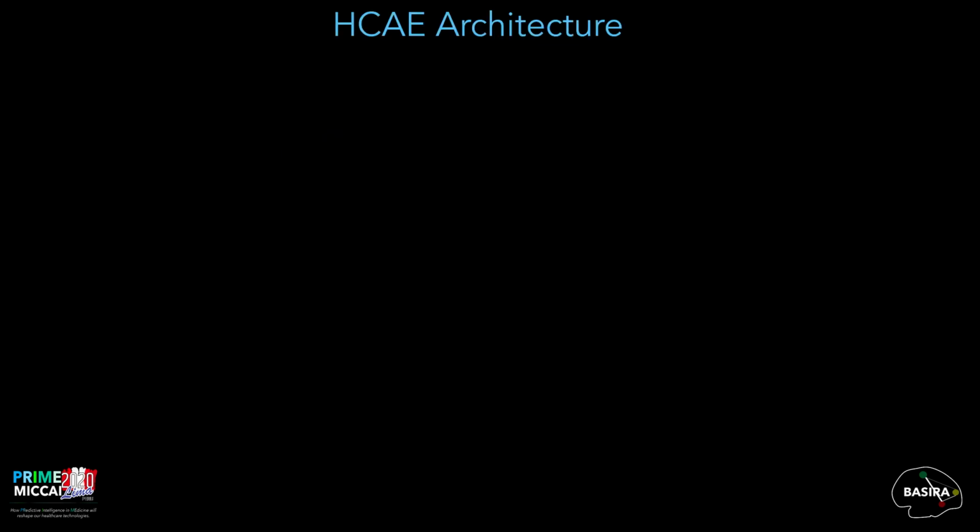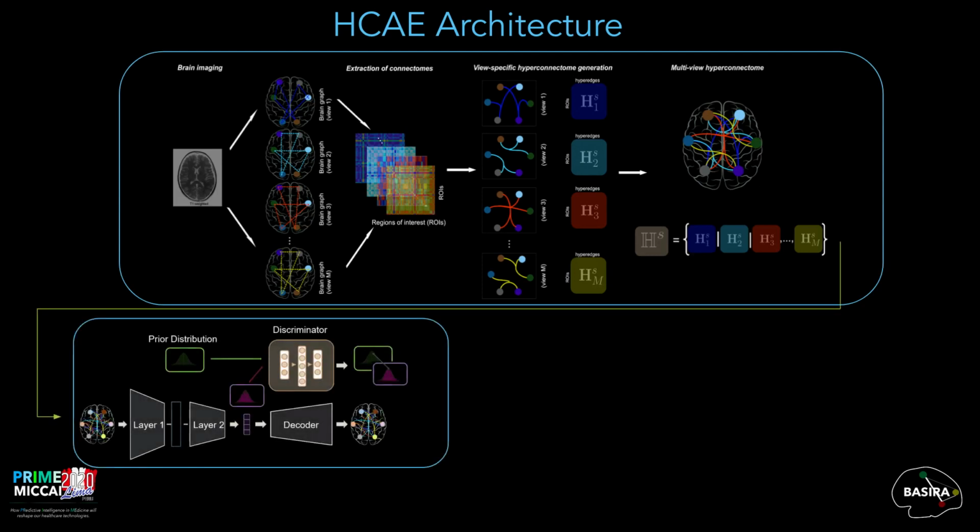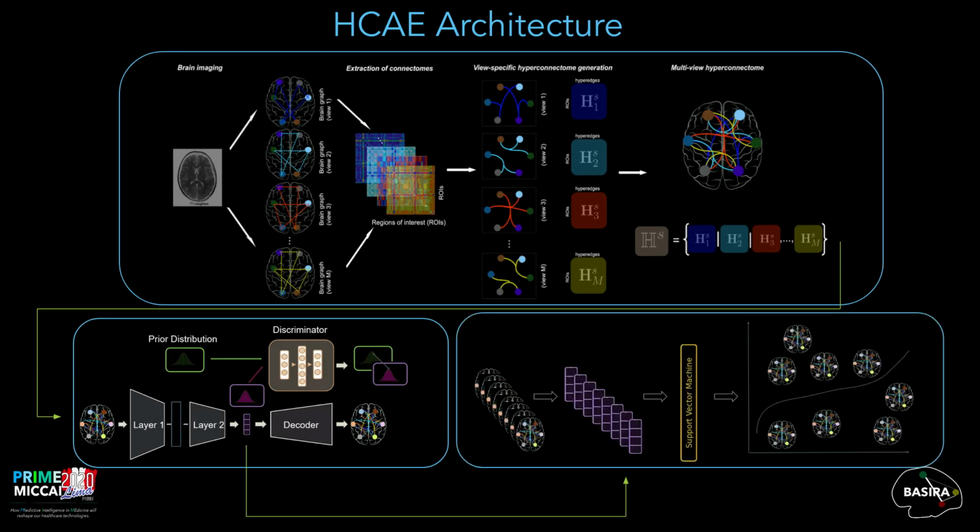The entire architecture of our model is composed of the HyperConnectome construction, encoder, decoder, and the discriminator, which enforces adversarial regularization, as well as classification by support vector machines. We will explore each component separately in detail.